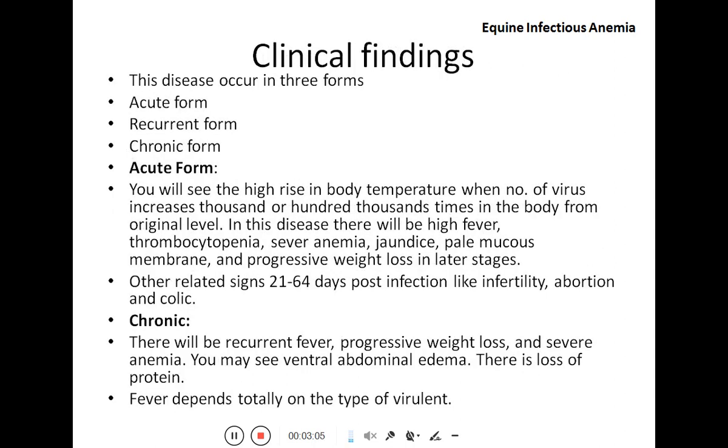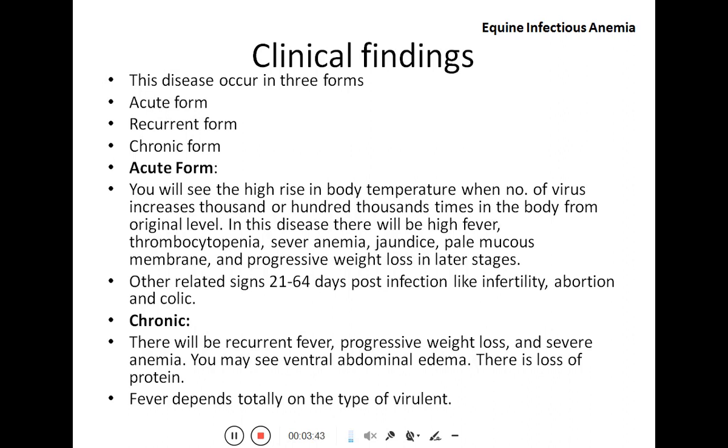Coming to the clinical findings, the disease occurs in three forms: acute form, recurrent form, and chronic form. The two main forms are the acute form and the chronic form. In the acute form, you will see a high rise in body temperature when the number of viruses increases thousands or 100,000 times in the body from the original level. In this disease, there will be high fever, thrombocytopenia, severe anemia, and jaundice, due to which pale mucous membranes will be seen, and progressive weight loss in later stages.